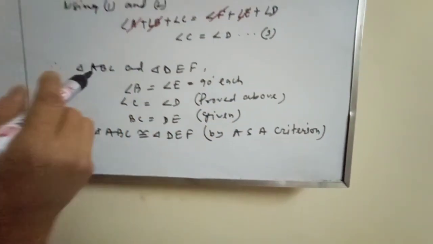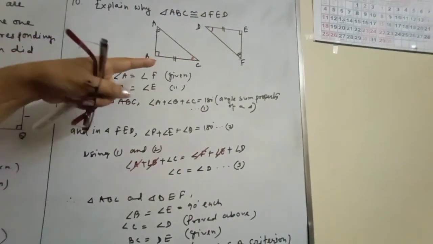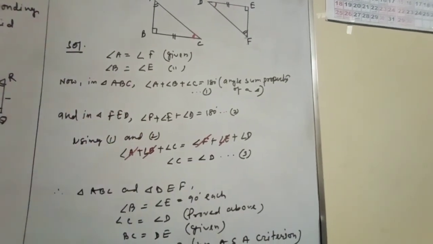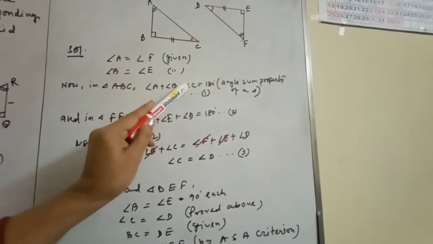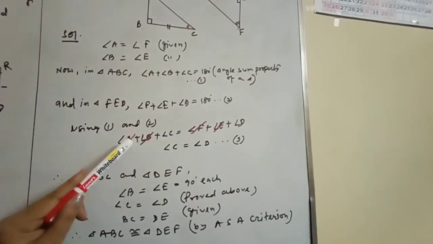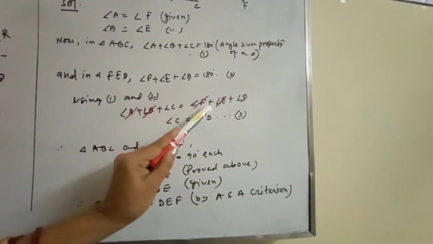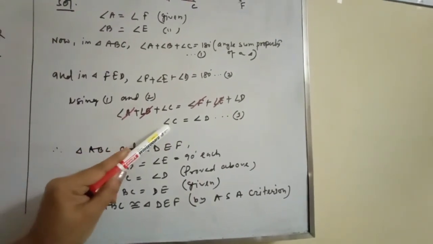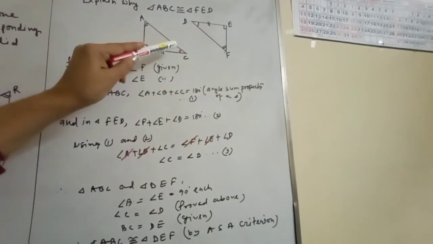Understood? The new thing here is that already two angles were given equal, and the third angle must be equal. To prove that this third angle is also equal, we need to use the angle sum property. After using the angle sum property, the three angles of the first triangle are equal to the three angles of the second triangle. In this way we can prove that angle C and angle D, that means the remaining third angle, will be equal.